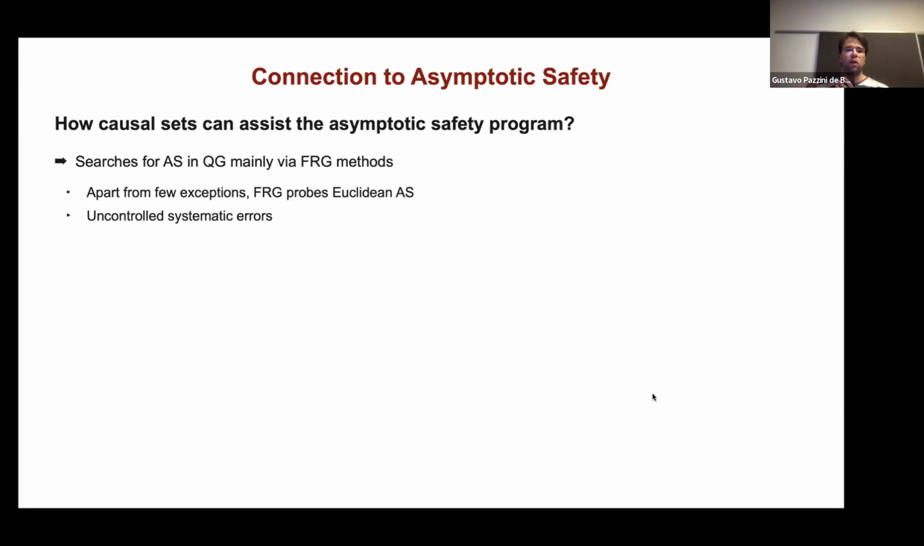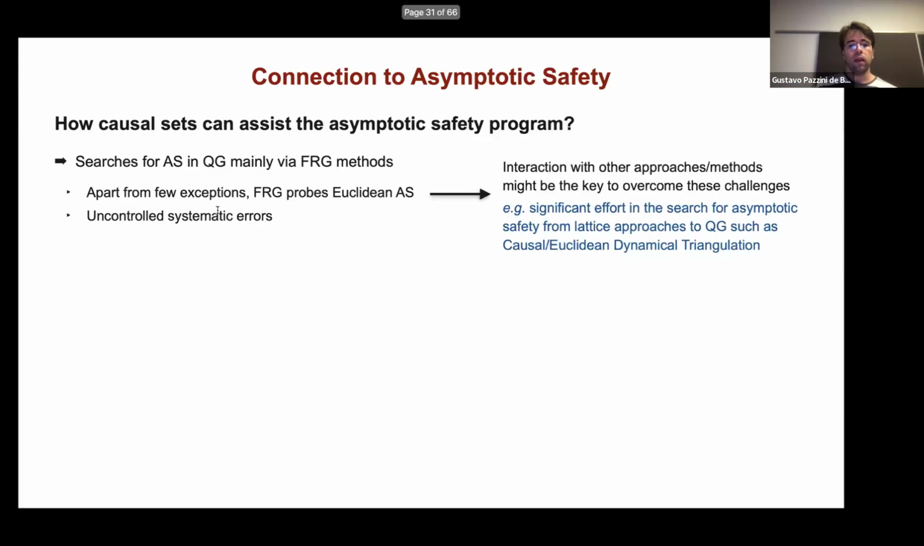In particular, assist with one of the challenges that we have, which is related to the fact that in the asymptotic safety community, the main tool that we use is the FRG. And apart from very few exceptions, most of the FRG works on asymptotic safety probe Euclidean asymptotic safety. More than that, we also have the issue of uncontrolled systematic errors because of the use of truncations and so on. And the point here is that interaction with other approaches can help us to overcome this challenge.